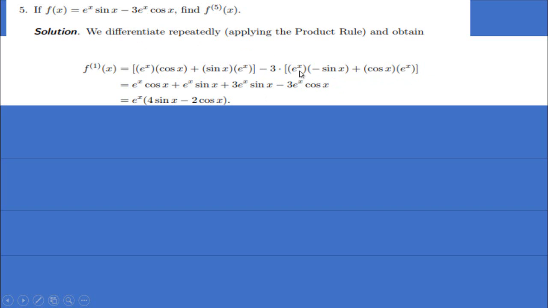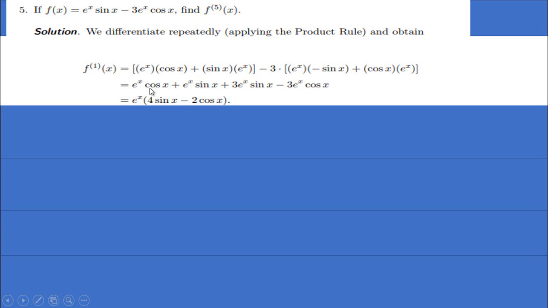minus 3 times, this becomes plus na. So, plus 3e to the x sine x. Minus ito kasi multiplied, negative 3e to the x cosine x. And then, pwede natin i-factor. And we know that here, yung ating sine ay isang e to the x sine x, tatlong e to the x. So, apat na e to the x sine x.